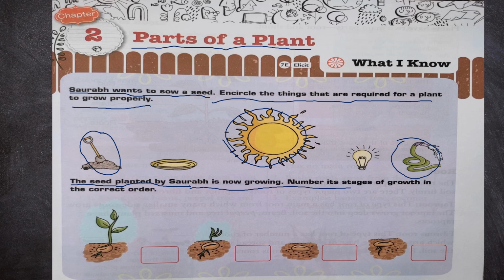Now the seed planted by Saurabh is growing. Number its stages of growth in the correct order. So first of all we have this third picture. We have the seed, and then second, the seedling, and third we can see small shoots above the soil and shoots with leaves. So these are the 4 pictures.